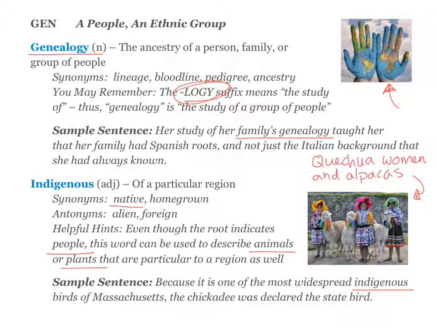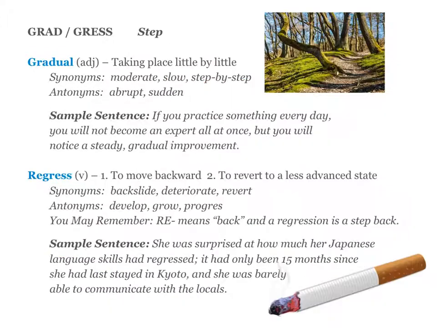In this picture over here, you have indigenous people and indigenous animals. So the people are Quechua women, and the Quechua people are indigenous to Peru. And you also have alpacas, which are animals that are indigenous to Peru.